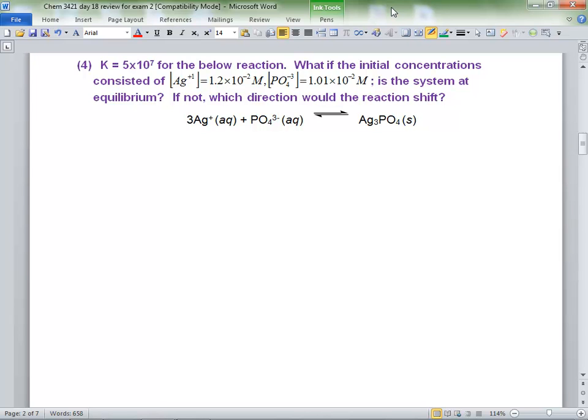So by using the terminology in the book, that's how I remember this stuff. Oh yeah, this is one of those Q problems because I'm not sure if I'm at equilibrium or not. So you calculate a Q, the reaction quotient. And Q is just products over reactants.